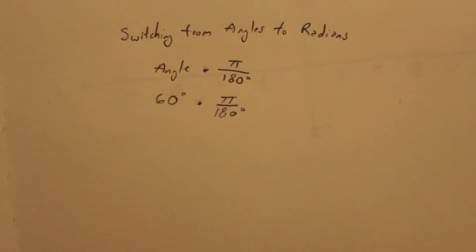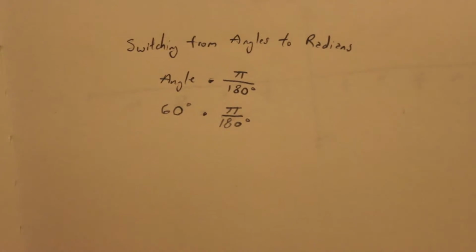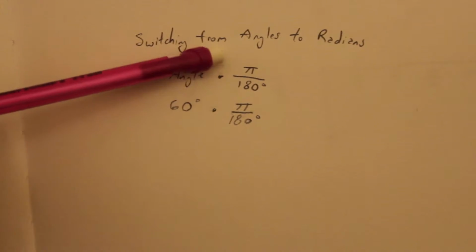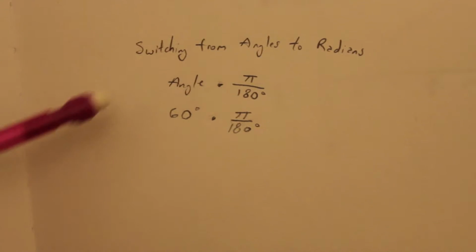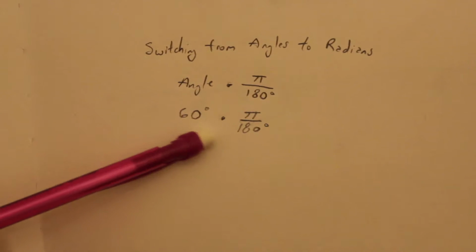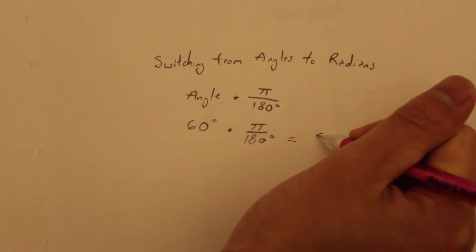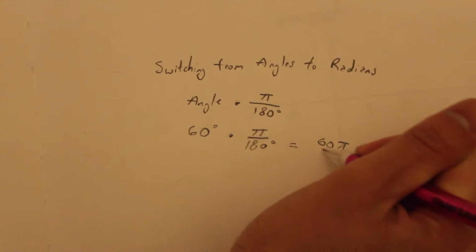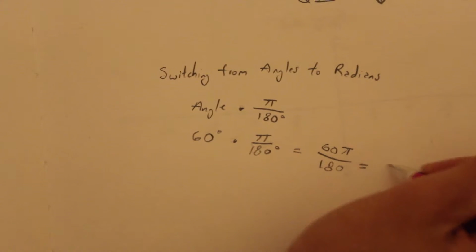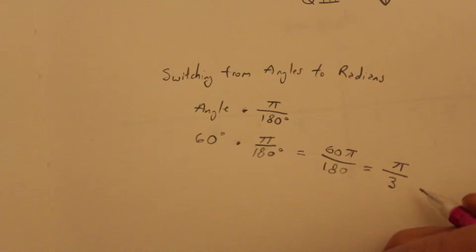When talking about trig graphs, we use radians instead of angles. To switch from angles to radians, you do the angle times pi over 180. For example, over here, we have 60 degrees times pi over 180 degrees, which is 60 pi over 180, which reduces to pi over 3, which is your radian value.